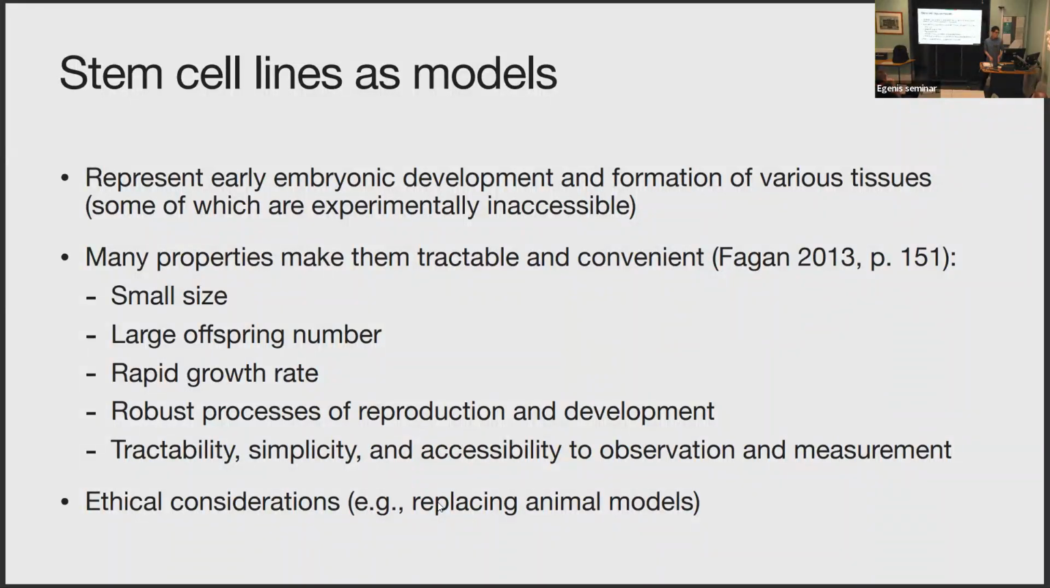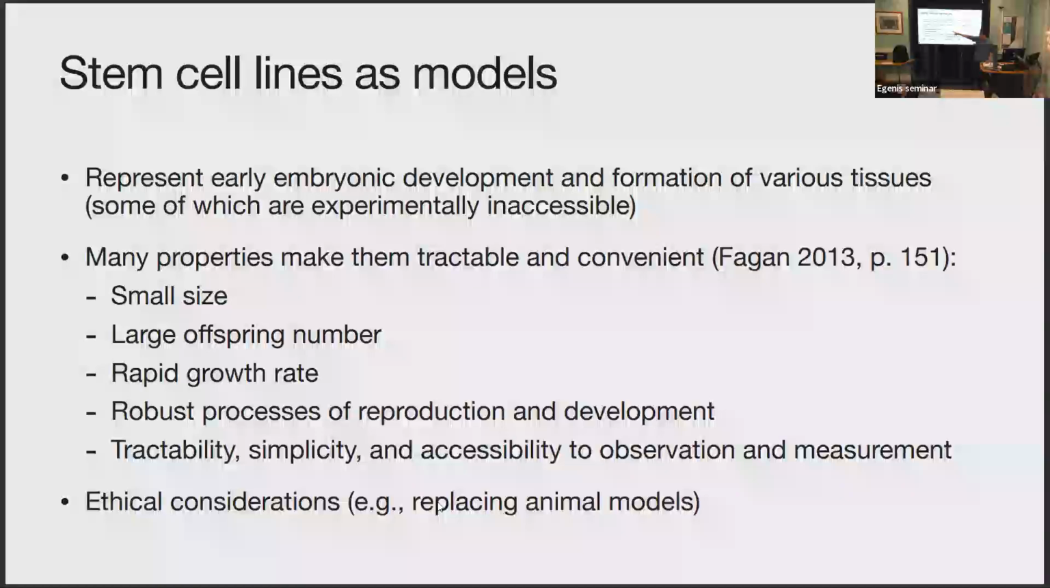It is also important that whenever you assess the modeling representational capacity of a certain biological system, you consider not only resemblance and differences between the model and the target system, but also many properties or factors that make them tractable or convenient models. And these include material features of the models. For example, small size makes it convenient because you can keep many in your laboratory.